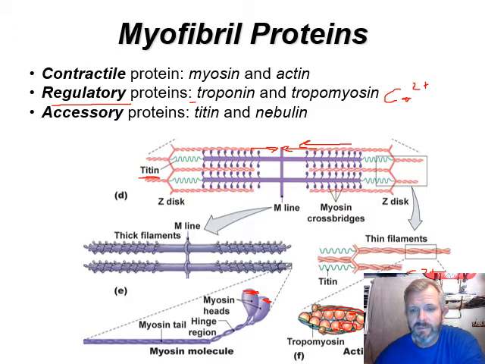And then we have nebulin. You can see nebulin down here. It is the structure down between the balls, between the G-actin molecules, and that helps to anchor the actin, or the thin filaments, here.